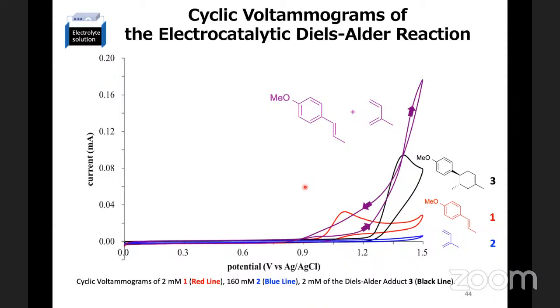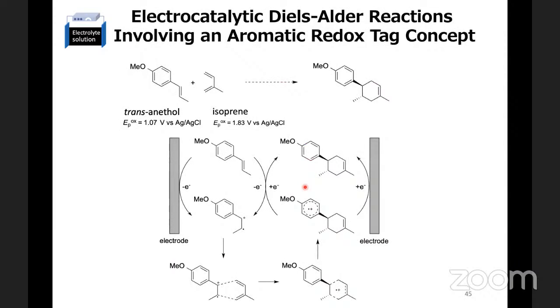This is because compound 3 is formed one after another by some catalytic reaction during the sweep of potential, and the amplified oxidation current of compound 3 is observed to be larger. Here is how the catalytic current produces a large amount of product.